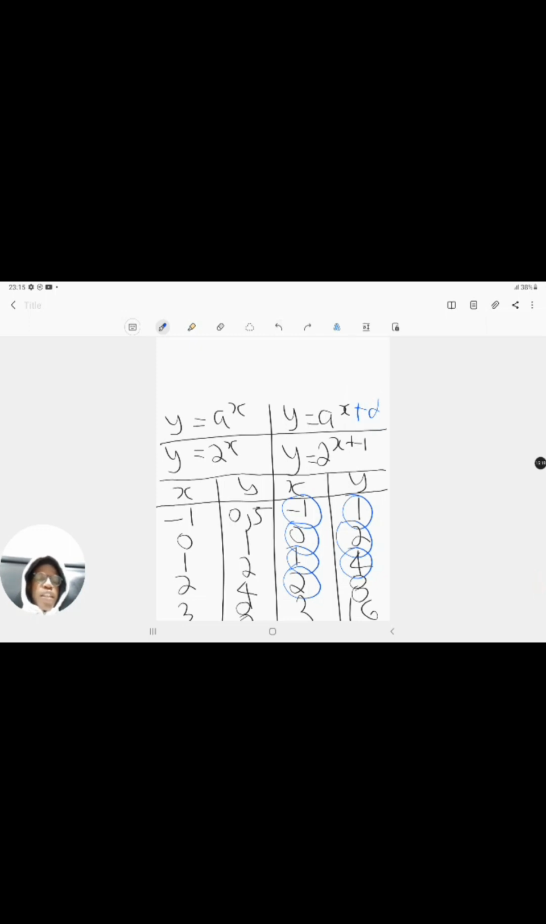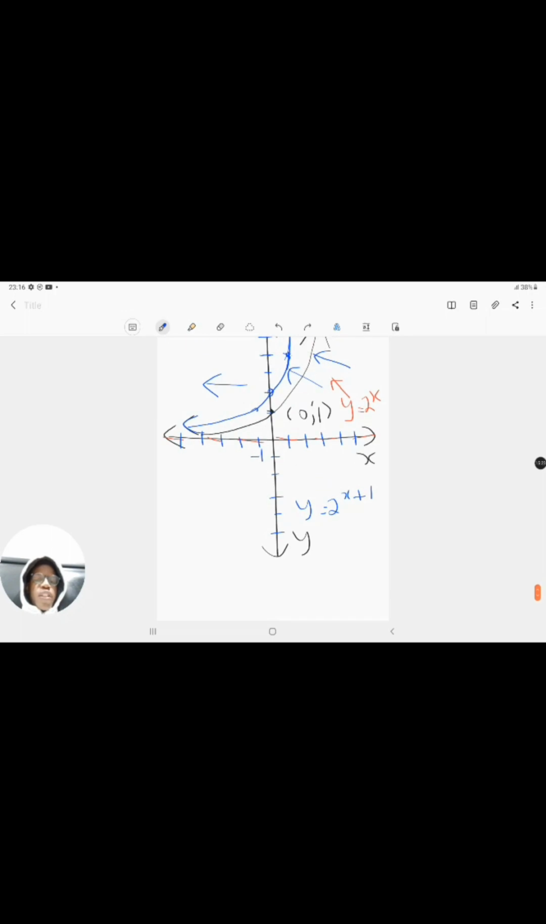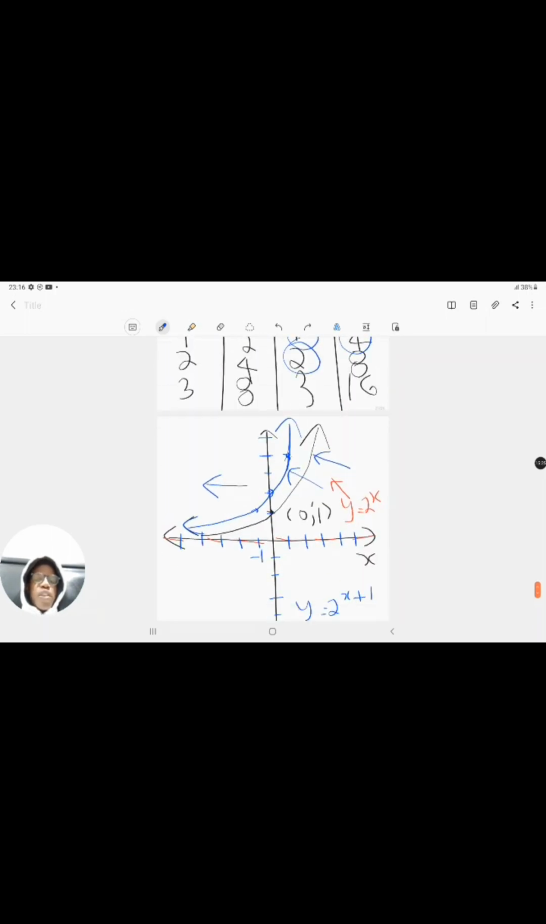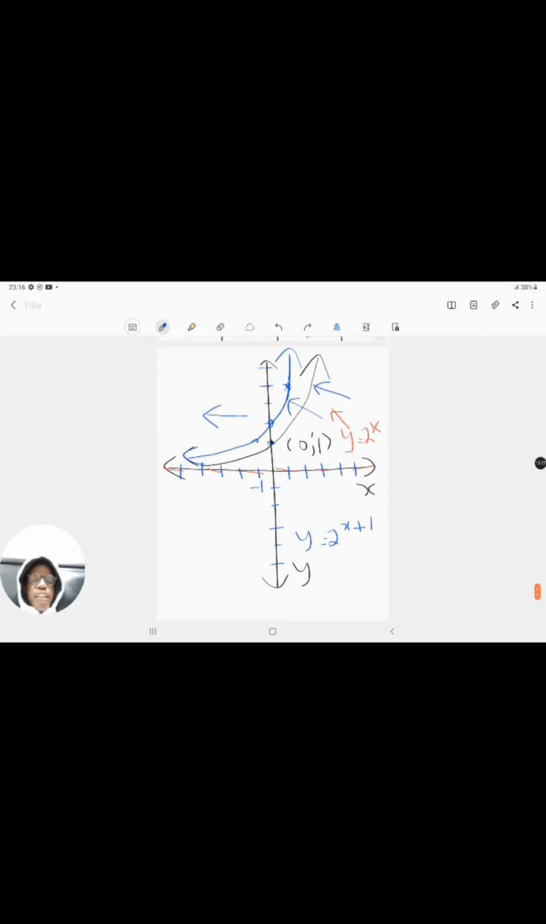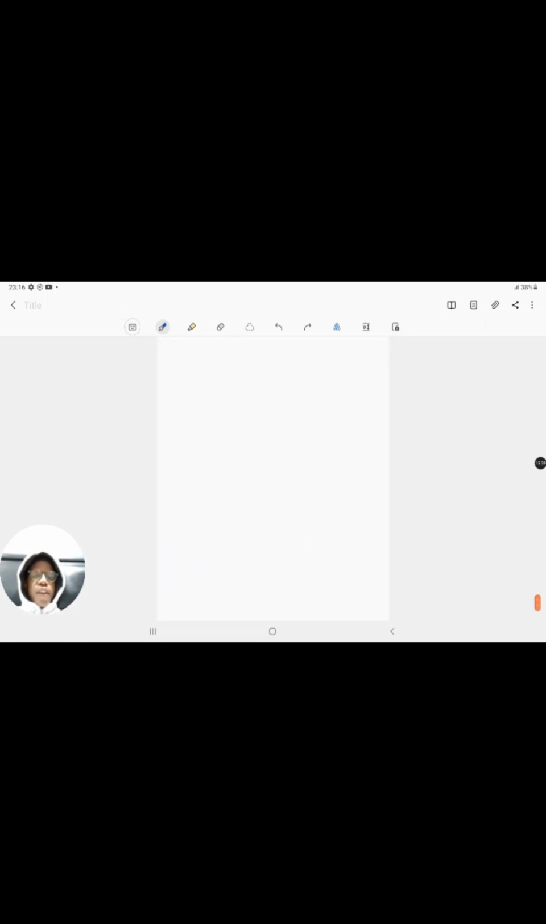That D represents your horizontal translation or horizontal displacement of your graph. It tells you by how much your graph moves to the left or to the right, or how much your graph moves horizontally, depending on the sign. Let me illustrate that through examples, just to give it a bit more clarity.